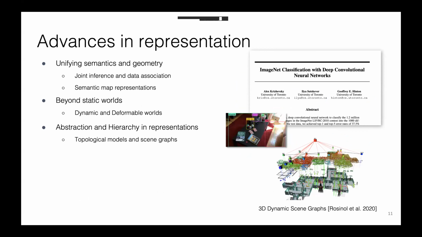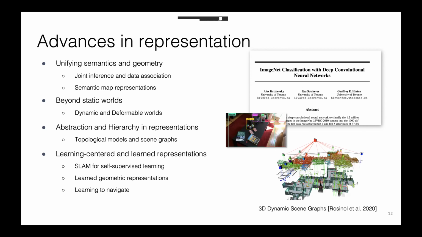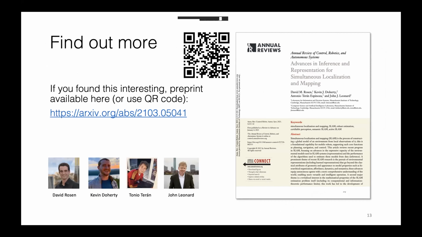And finally, things like abstraction and hierarchy in representations are a key active area of research. And also things like learning-centered and learned representations. So thinking about how SLAM might interact with the learning process. And so I'll wrap up there. But if you're interested in any of these topics, we talk about all of this stuff and a whole bunch more in the paper, which can be found here or at this link.